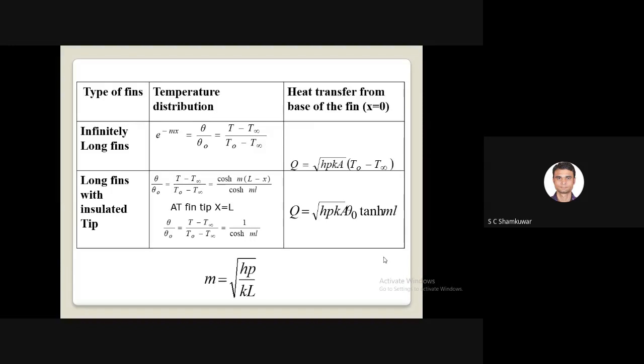Please copy this table now, and sit with one register and pen. We are going to solve an example. When we solve the example, the ideas will be more clear.